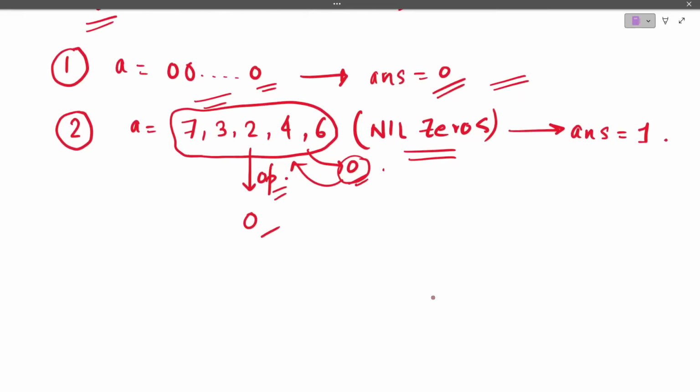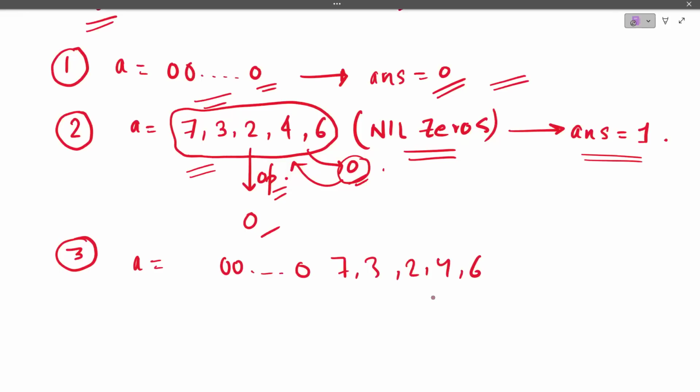Now there is a third case. What is the third case? The third case is, what if I have a single block of positive integers? Like here, this is a block of positive integers, and we realize that we can do it in just one operation. So what if A looks something like this? A is a bunch of zeros, and then a block of positive integers. So 7, 3, 2, 4, 6 comes, and then again a bunch of zeros and nothing else.